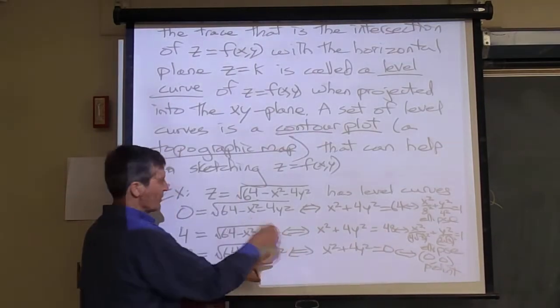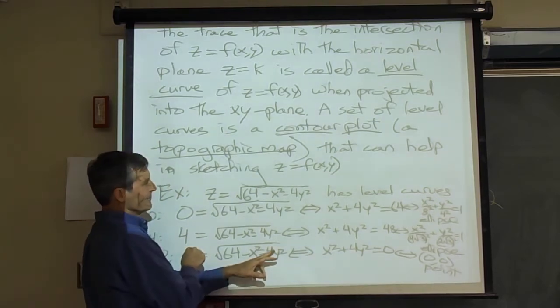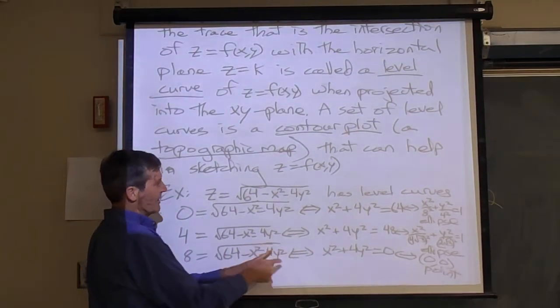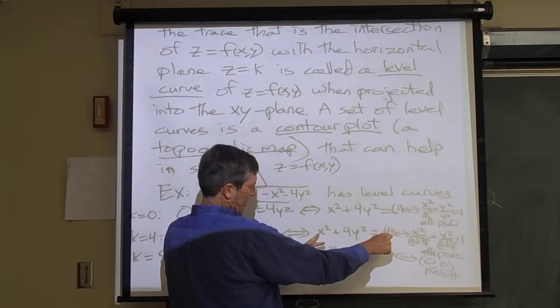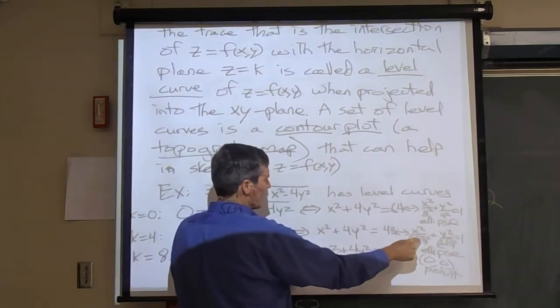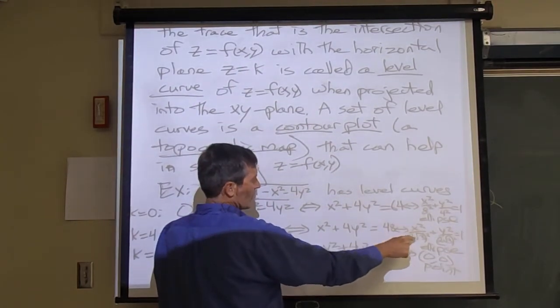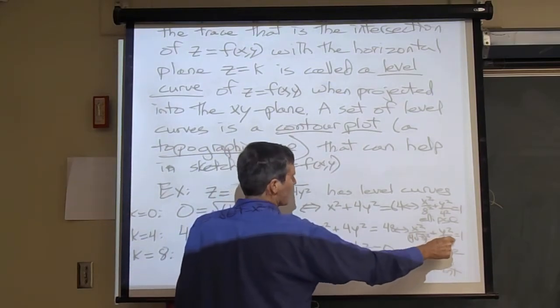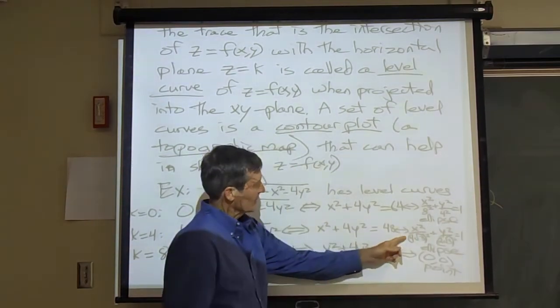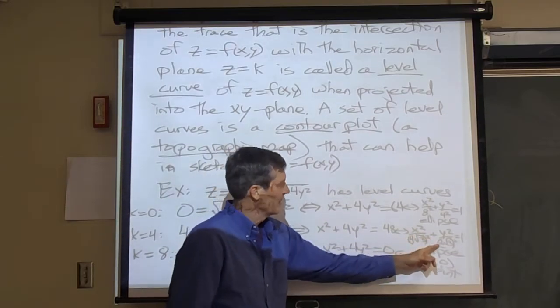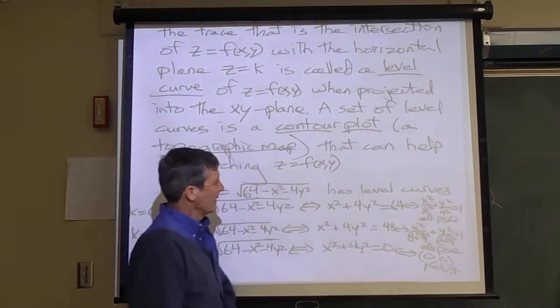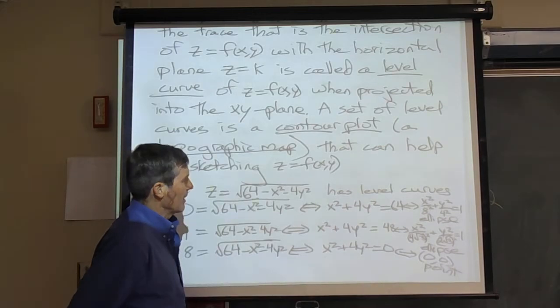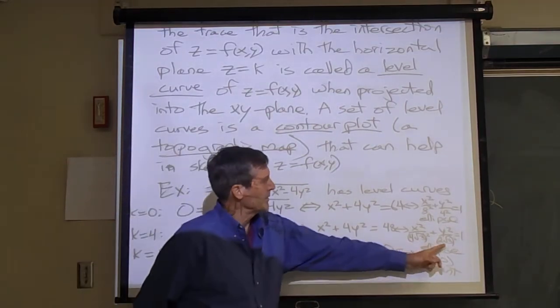And we also have to subtract, we square both sides, subtract 16 and get this. And then we'll divide by 48 and get this, right? x squared over (4 square root 3) squared plus y squared over (2 square root 3) squared equals 1. This is 48 and this is 12. So you get another ellipse with semi-axes 4 square root 3 and 2 square root 3.